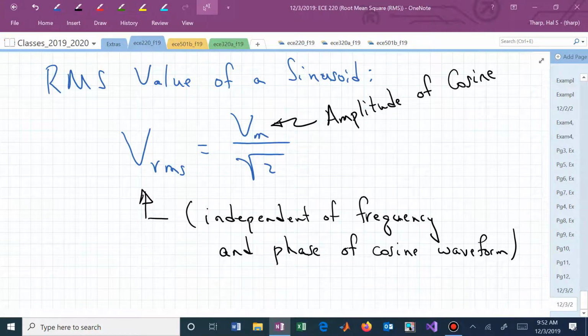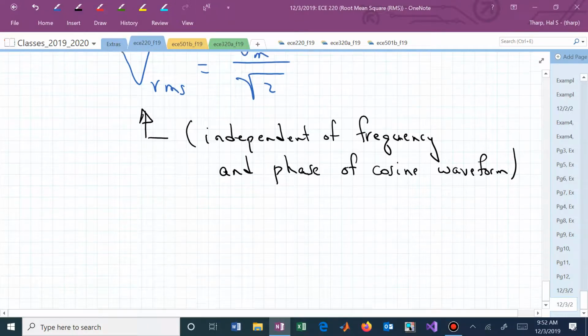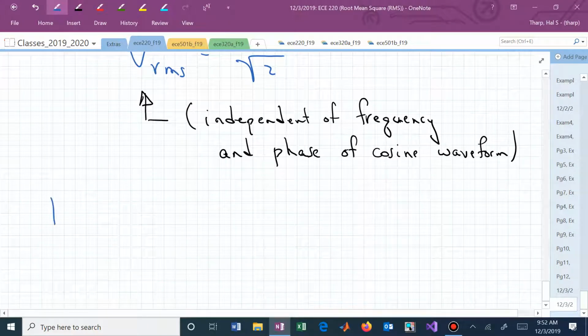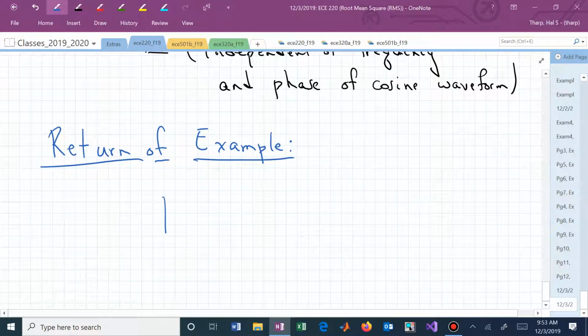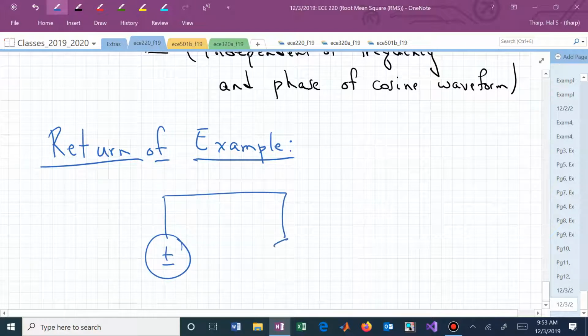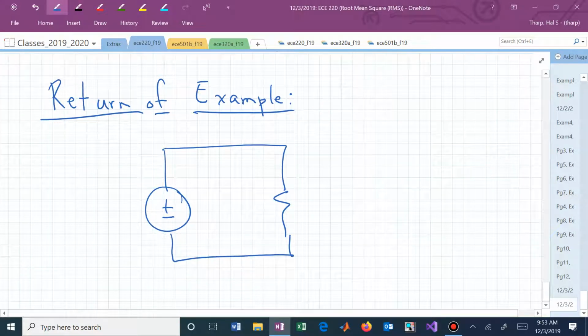Does that now help us with the problem that we started the class with, which was what's the average power absorbed by that resistor? Now we can say, oh, we've replaced what was in that messy square bracket with an RMS value. We now have this picture, and instead of having this time-varying waveform, we've now replaced it by this constant value, V sub RMS, where this is now what it was before.